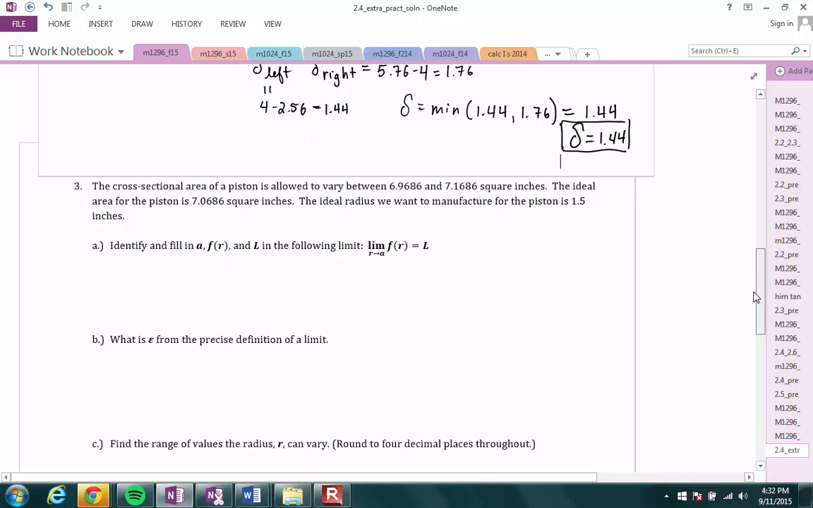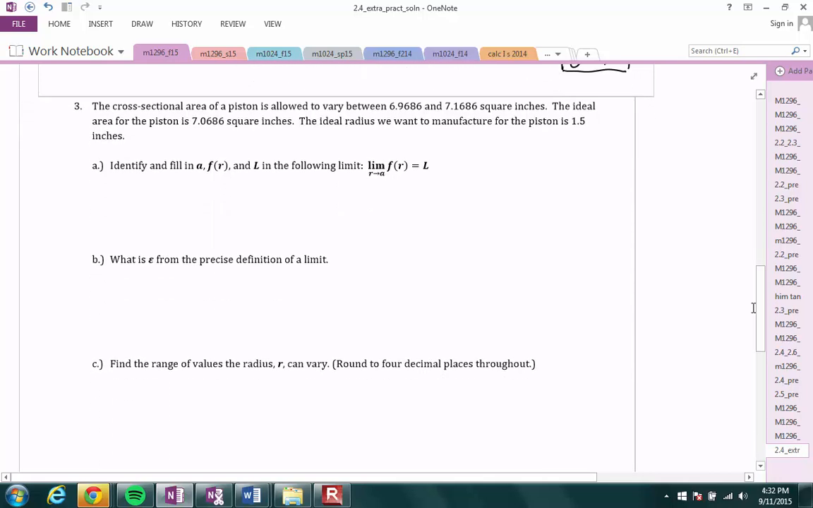The last problem is similar to the application of precision, but I organized it a little bit differently. The cross-sectional area of a piston is allowed to vary between 2.9686 and 7.1686 square inches. The ideal area for the piston is 7.0686 inches squared. The ideal radius we want to manufacture for the piston is 1.5 inches. So we have a lot of information there.